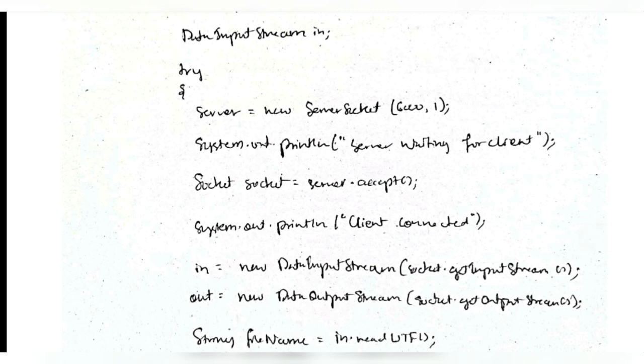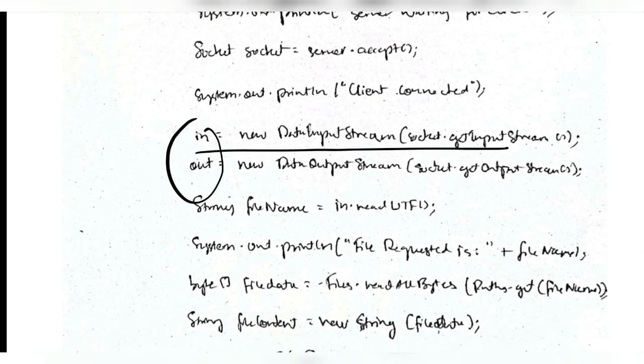So here we will have a socket, and what is the socket doing? Server dot accept. So you need a server first, so you'll get to know that server is also there. So I'll write this line here. Okay, and after that in and out, the same thing as the previous one.